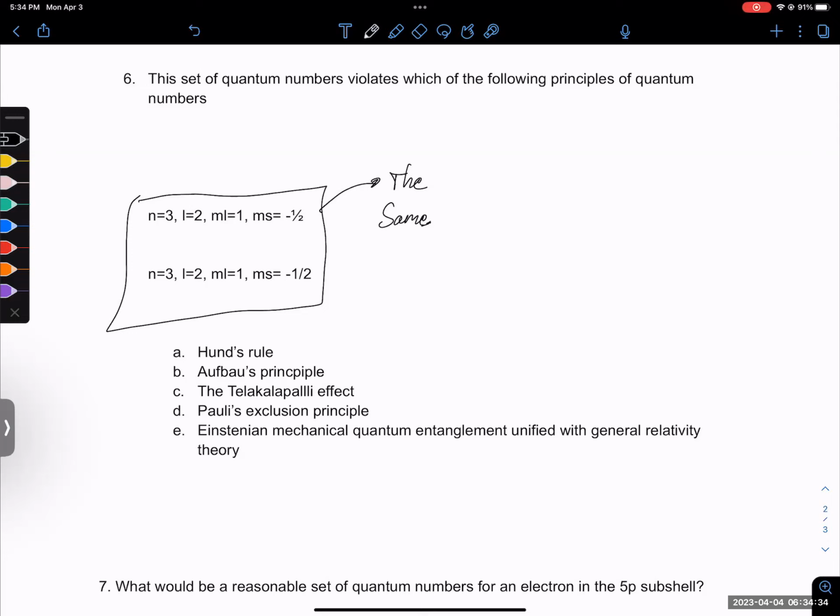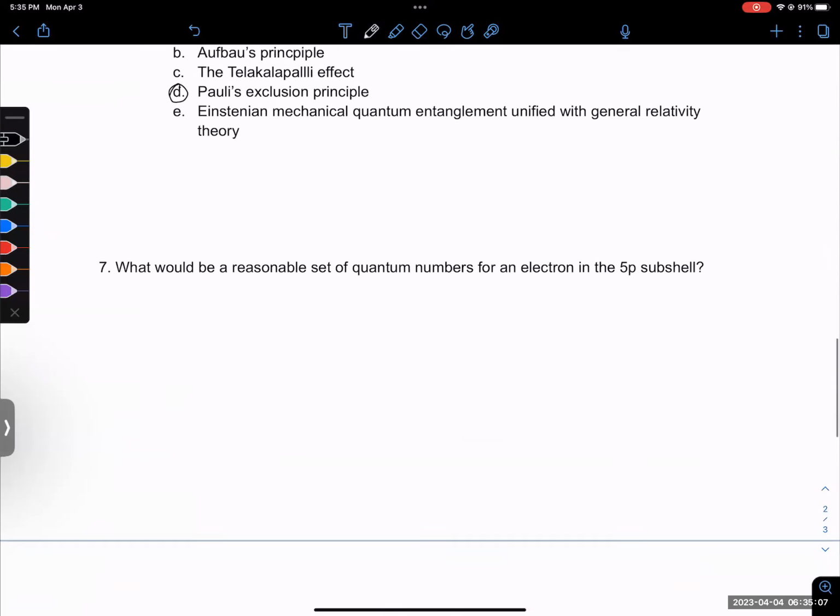I feel it. All right, so what is Pauli's exclusion principle, Rich? Pauli's exclusion principle basically states that no two electrons can have the same set of quantum numbers. And since these are the exact same as we've specified, that means this particular set of quantum numbers violates Pauli's exclusion principle, which corresponds to option B. So this is one way you'll see the question asked.